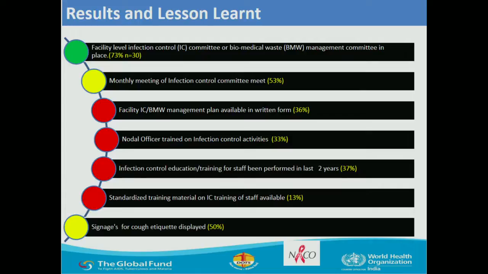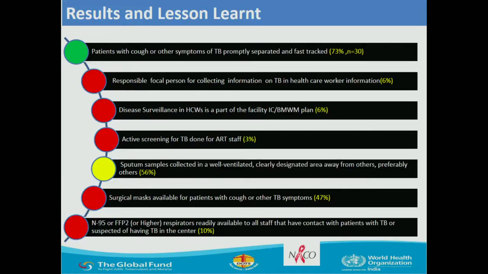Regarding the nodal officer for the infection control activities, there was a gap in training of the key staff, and training specifically on airborne infection control was done in only 37% of the centers. There was a lack of training material specifically for airborne infection control, though there was some documentation on training material on swine flu and other diseases. Signages were displayed in 50% of the cases. One of the good things we found was that the practice of fast tracking of the chest symptomatics was observed in 73% of the facilities, and the majority of it is done by the staff nurse of the antiretroviral treatment centers.